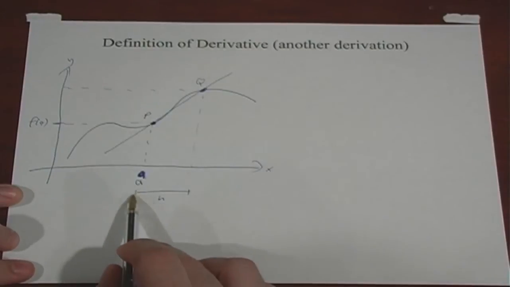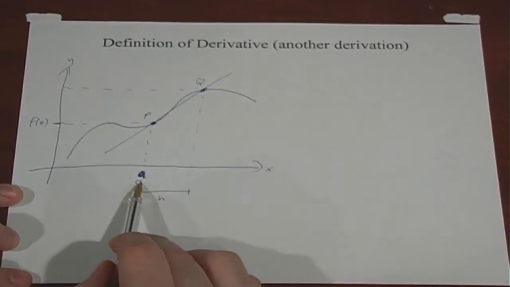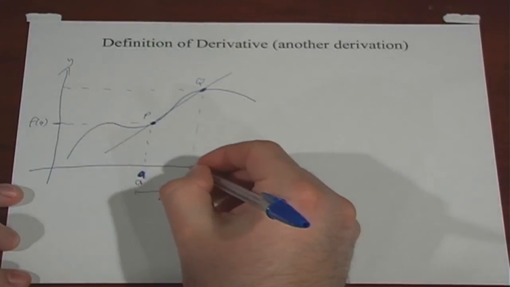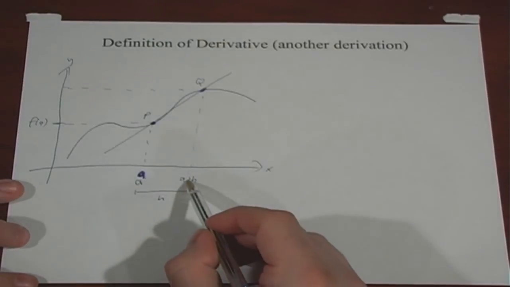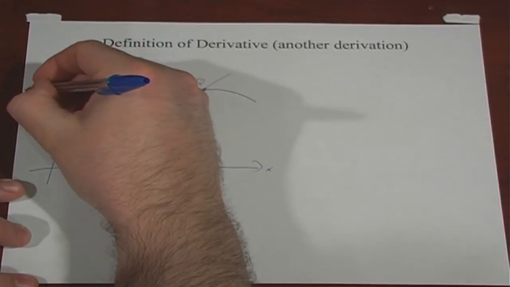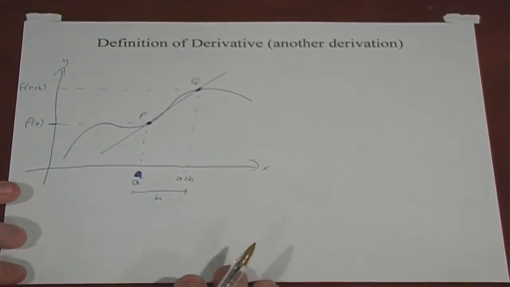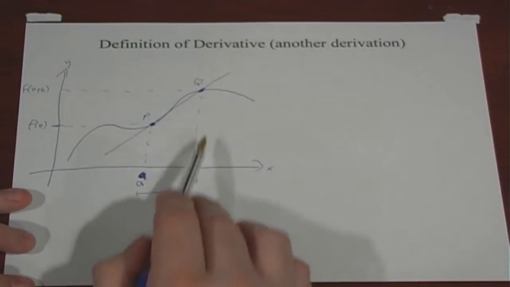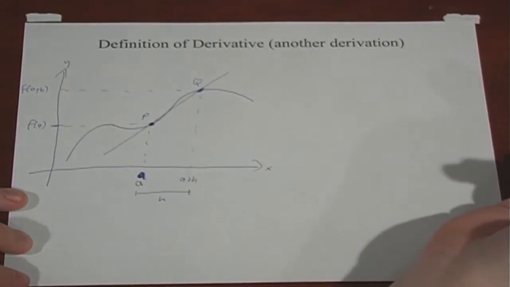If I call h the distance from there to there, then what's the x coordinate at that point? Well, it's a, and then you go to the right h. So the x coordinate of this point is now a plus h. Well, if the x coordinate is a plus h, how do you get the y coordinate? The answer: f of whatever that is. So f of a plus h. Again, that's how you find y coordinates. Take the x coordinate, plug it into the function, you get the y coordinate. All right, so I just relabeled things slightly differently.